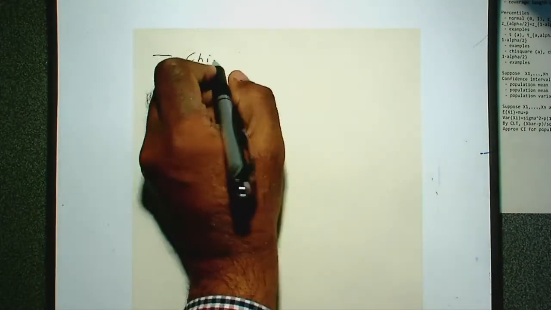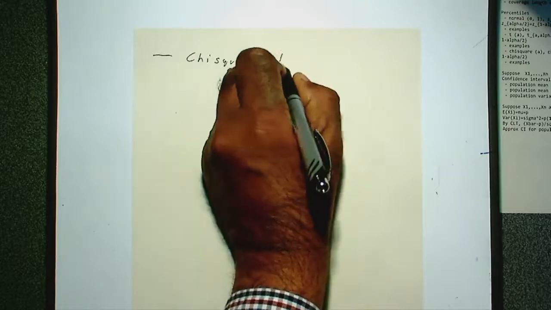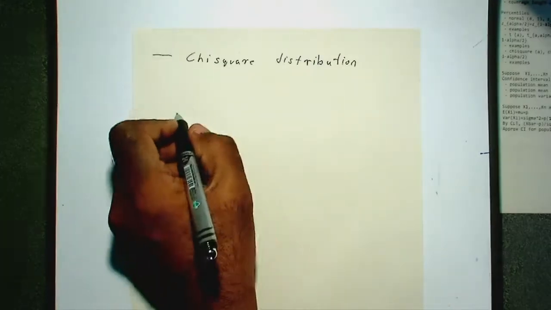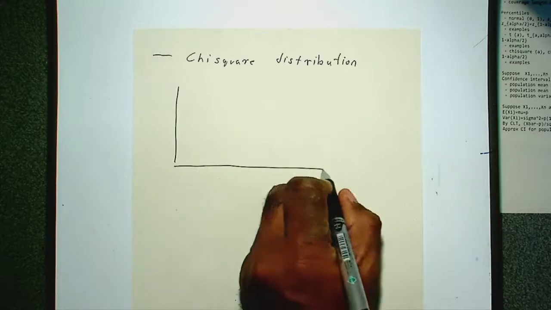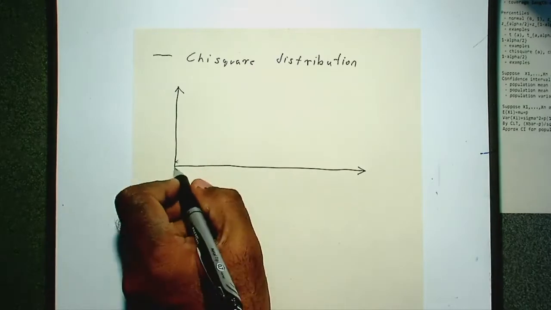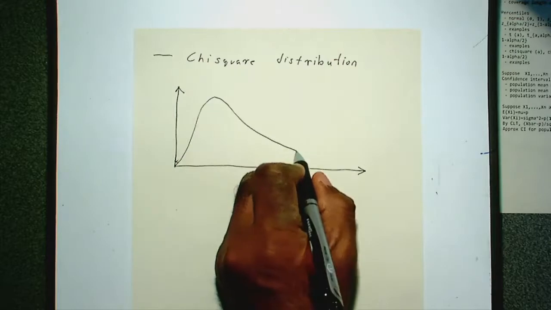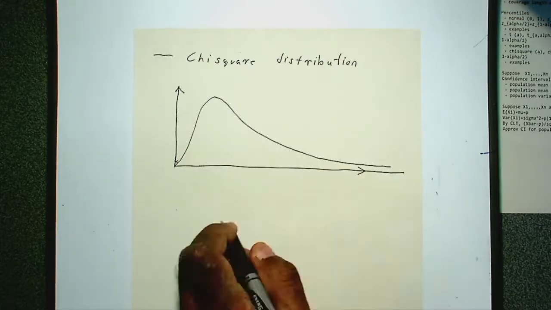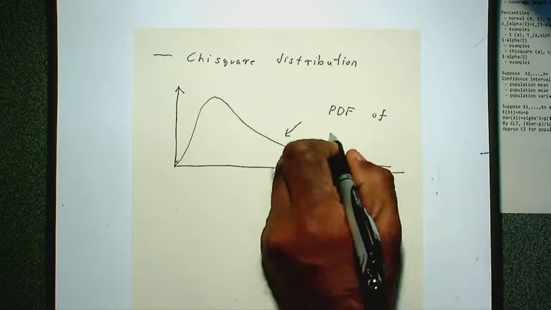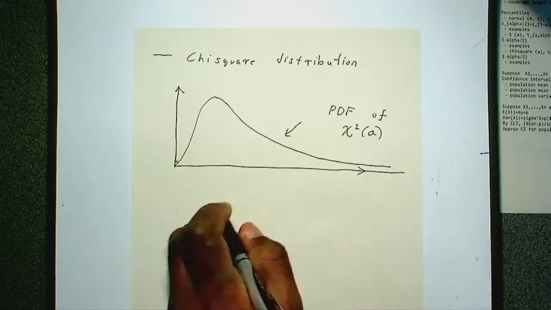The next one and the final one is the chi-square distribution, which I talked about a long time ago, you may recall. And you might recall that I mentioned that the chi-square is not a symmetric distribution, it's a skewed distribution, right? And the PDF looks something like this. So this is the typical shape of a PDF of a chi-squared random variable with a given degree of freedom.